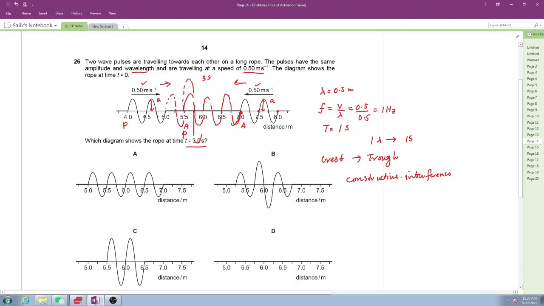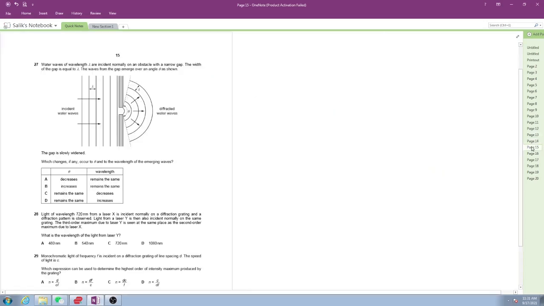So the answer should be C. So this is our answer here. So we get the constructive interference for that. The rest are not possible.